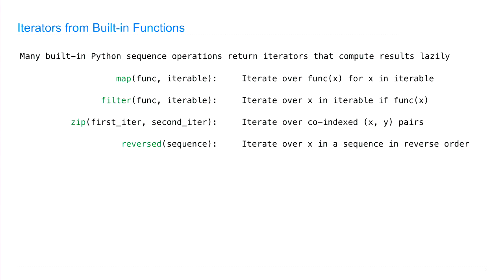And you can reverse the sequence using the built-in reversed. So Python programmers typically memorize all of these different ways of manipulating sequences, but all of them return iterators. Okay.